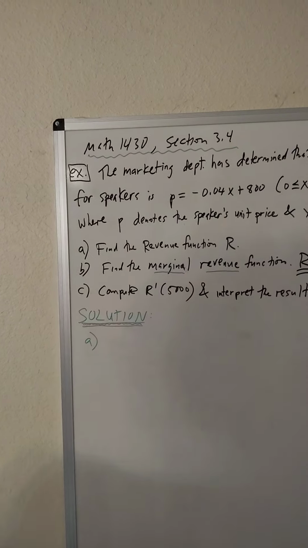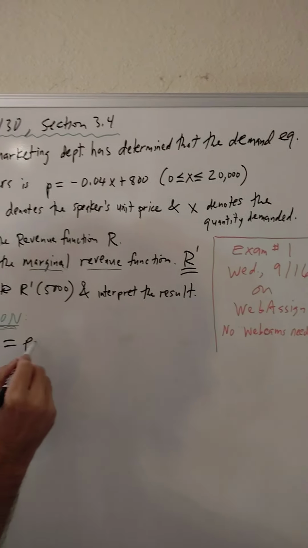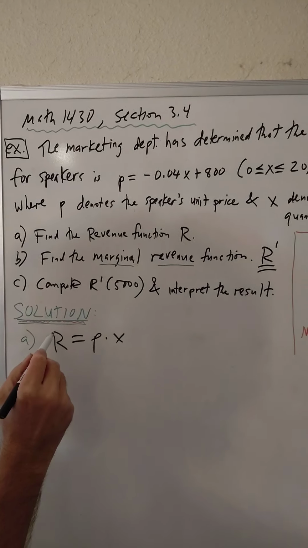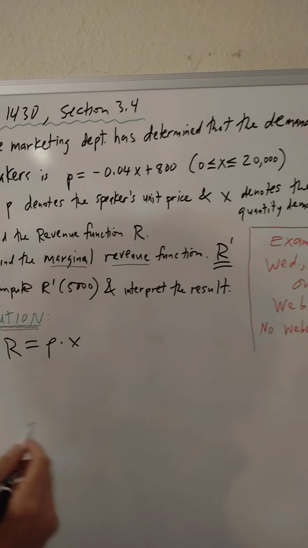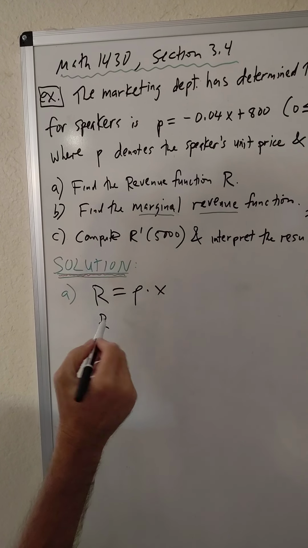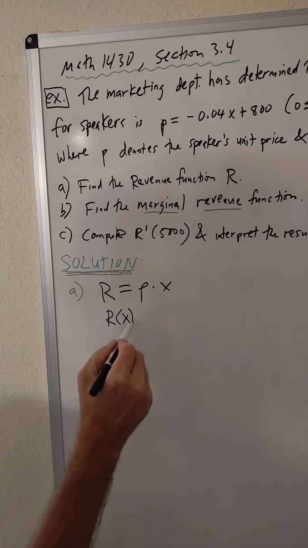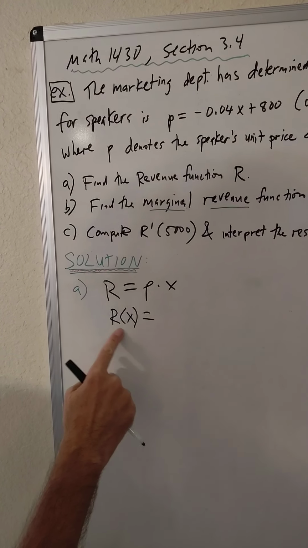All right, so let's get to the solution. For part A, to find the revenue function, let's know this formula: R is equal to p times x. So we should know that. You can write that down so you can have it for your test. If we want R as a function of x, I'm going to write R of x just for fun. You could just call this R if you wanted to.